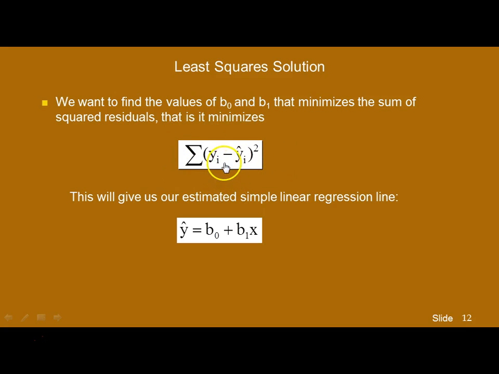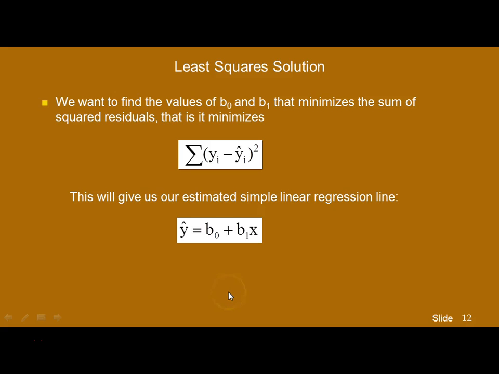Here are our residuals, yi minus y hat. We're going to square them, add them up, and we want to find a line that minimizes that quantity. Now, some of you in the class may have had calculus, and you learned how to find minimum and maximum points in calculus. Most of you haven't had that, so you don't have to worry about the mathematics. But you can use calculus to find the values of B0 and B1 that will minimize this quantity. And that'll give you your estimated linear regression line.